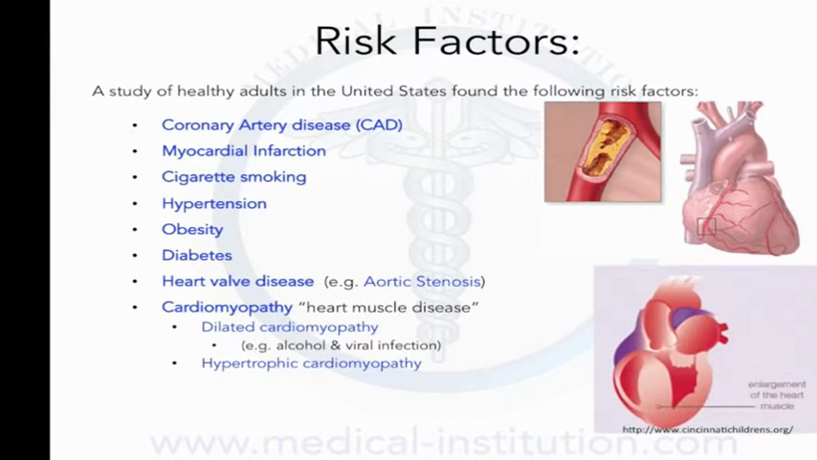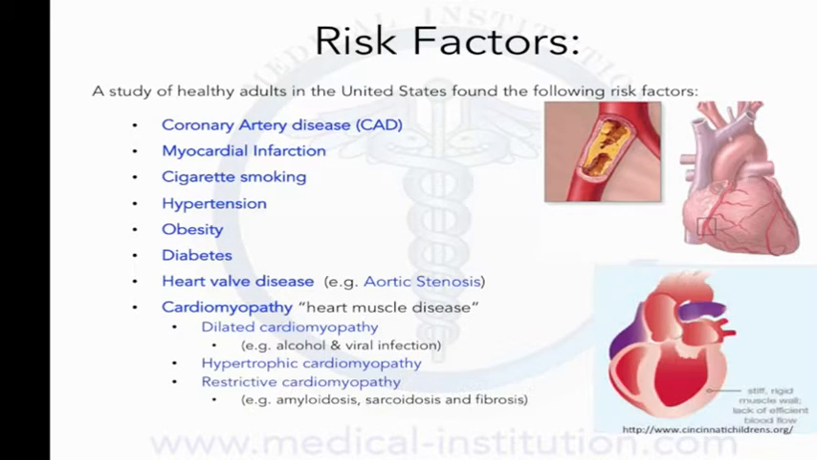Hypertrophic cardiomyopathy, which is associated with thickening of the heart muscle, most commonly at the septum between the right and the left ventricle. Restrictive cardiomyopathy, which is a condition in which the walls of the heart are abnormally rigid and lack flexibility to expand as the ventricle fills with blood, and it's associated with amyloidosis and sarcoidosis and fibrosis.